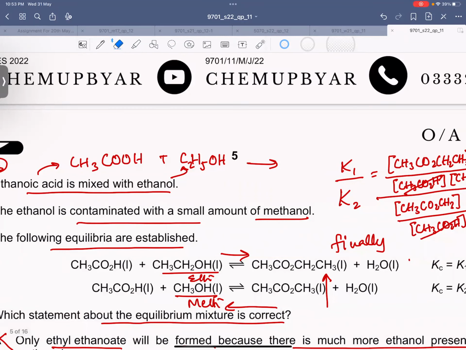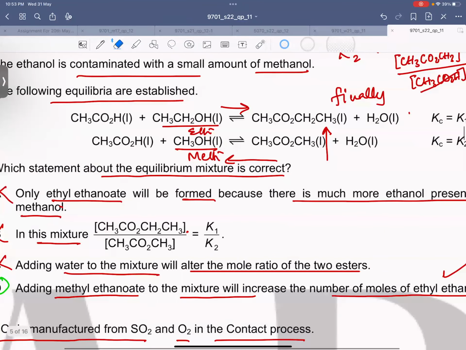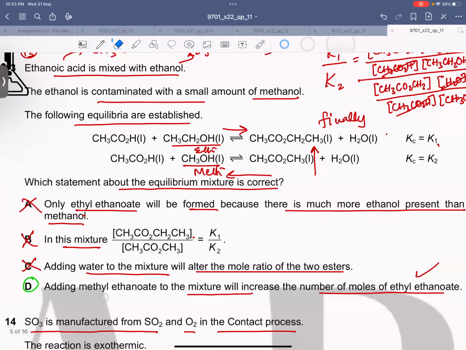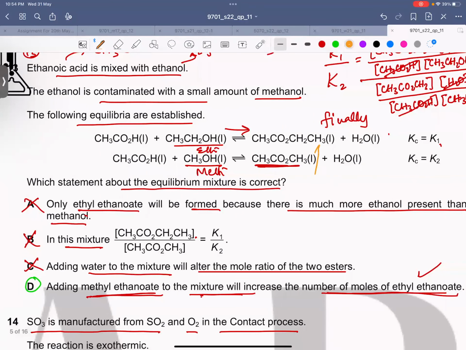Yes. Okay. Now, if you look at the last statement, adding methyl ethanoate to the mixture will increase the number of moles of ethyl ethanoate. So what are they increasing? Methyl ethanoate. Methyl ethanoate is this one. So what would happen if I increase the concentration of this one? The equilibrium shifts to the left, and as the equilibrium shifts to the left, we will get more concentration of ethanoic acid. Is this clear?